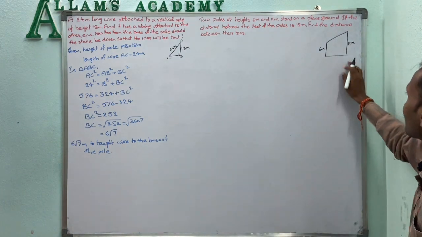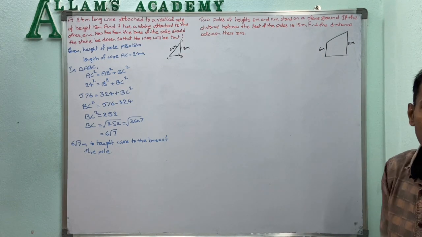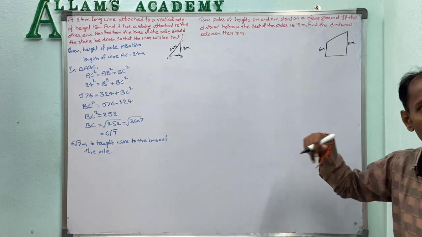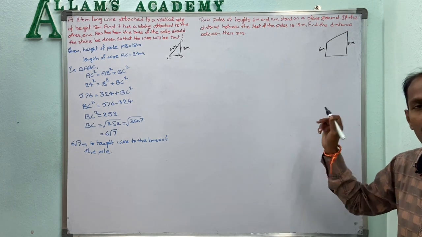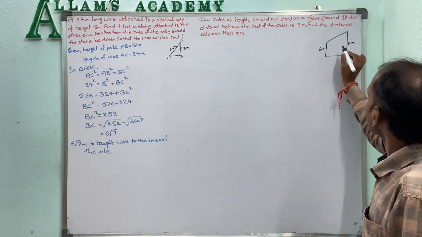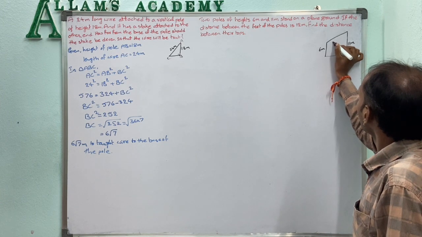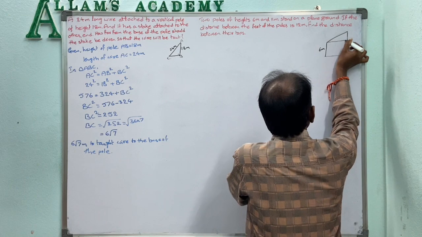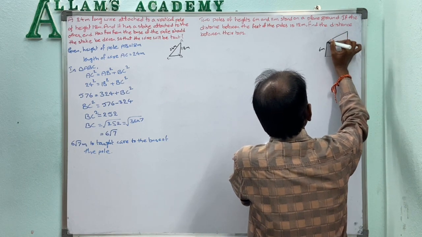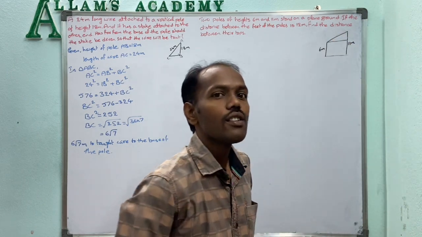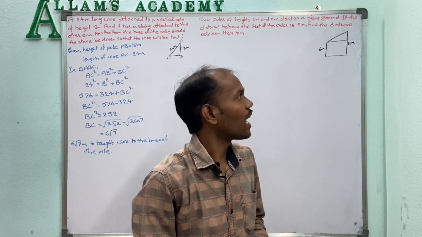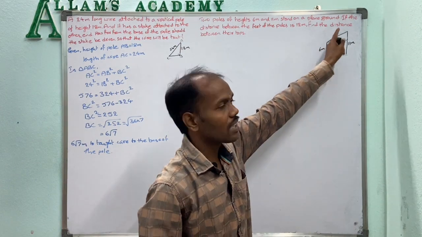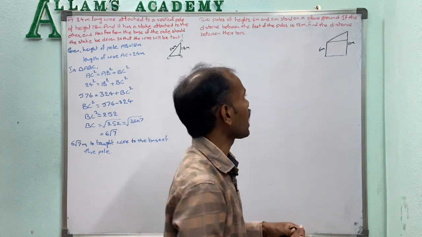So here it is a quadrilateral, and for a quadrilateral we don't know how to find this. For that purpose, if we draw a line parallel to the base from the 6 meters pole top, we get a right triangle. So by using this right triangle and Pythagoras theorem, we find the distance between their tops.